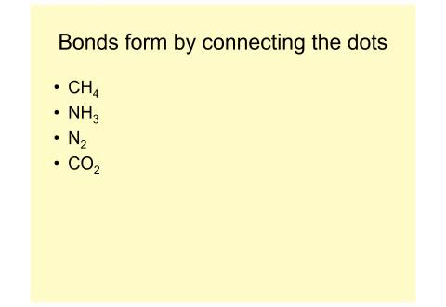Bonds formed by connecting the dots. And there's some steps that I wanted to go over first, but I guess I'll do it this way. Carbon, 1, 2, 3, 4 singles. And then since I have 4 hydrogens, I aim them at my single electrons. Connect the dots, la, la, la.